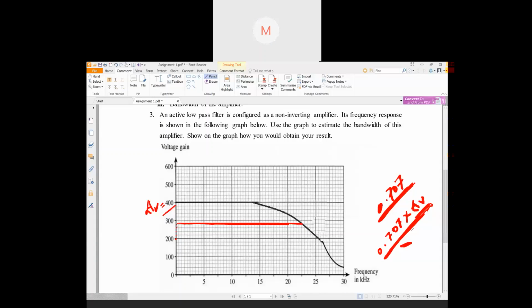So when we did that, we got 282.8. We got that as the voltage gain. So we approximate that to be 280, because we can easily identify that on the graph.